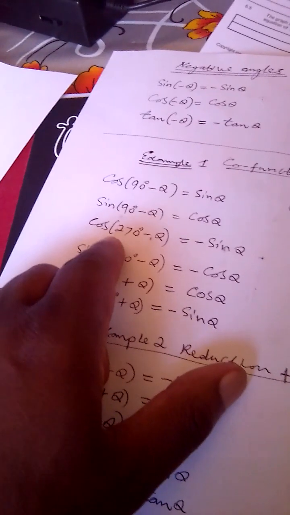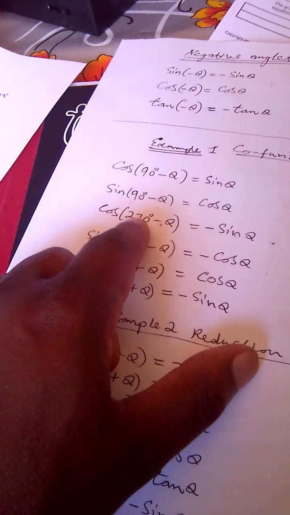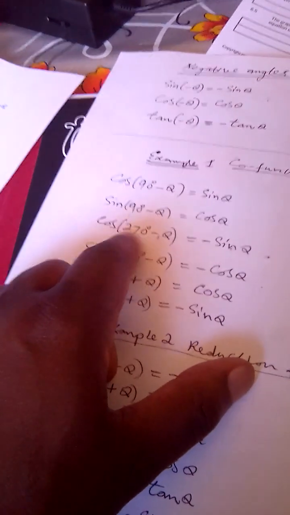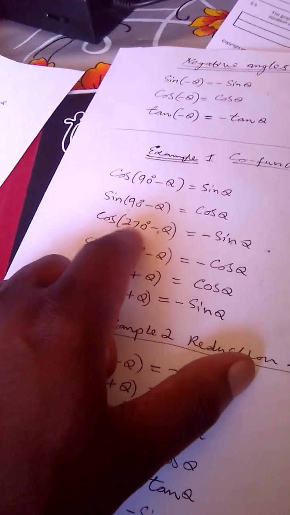Okay, let's look at here. Cos 270 minus theta. 270 minus theta, in which quadrant? You check in which quadrant. You use the table.